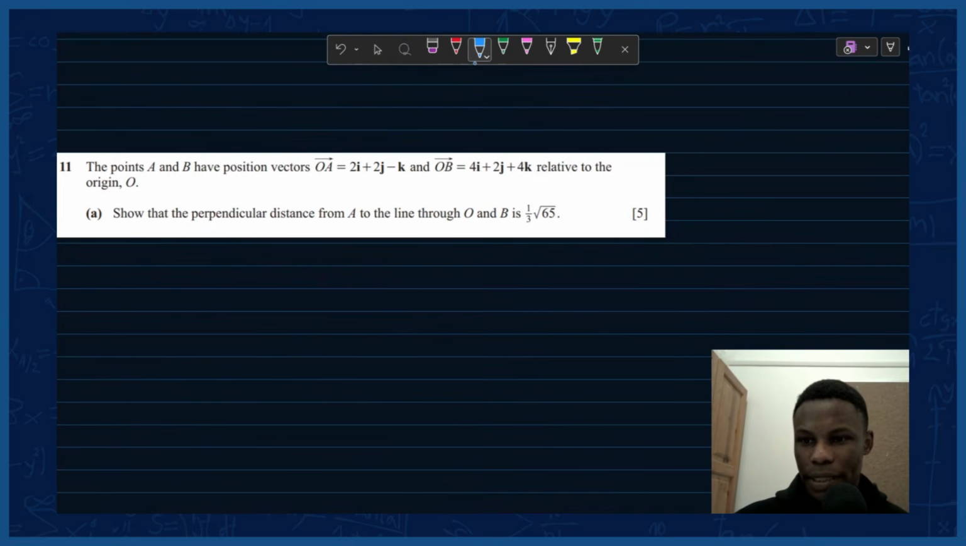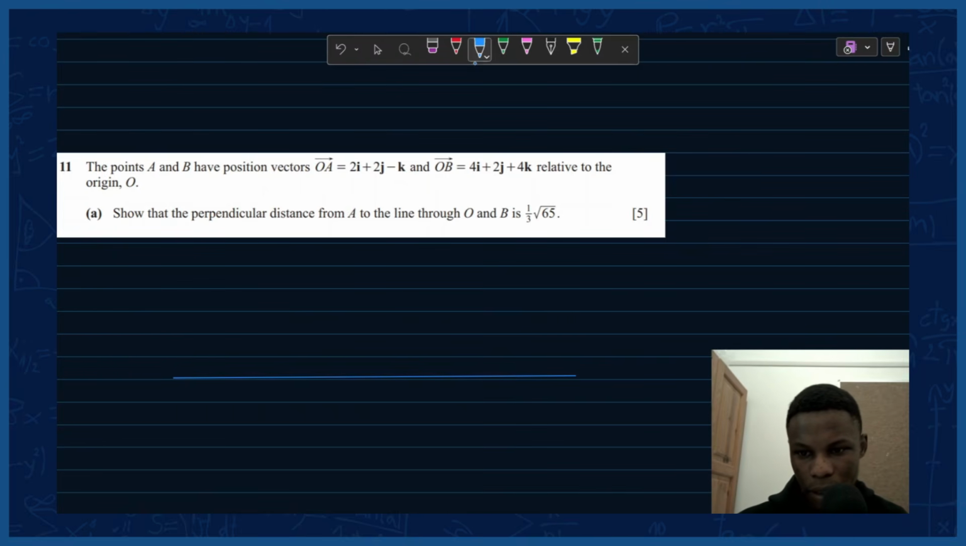Final question. Question number 11. The points A and B have position vectors OA is equal to 2i plus 2j minus k, and OB is equal to 4i plus 2j plus 4k relative to the origin O. Part A. Show that the perpendicular distance from A to the line through O and B is a third root 65. Okay. Again, we need some sort of sketch to visualize this.